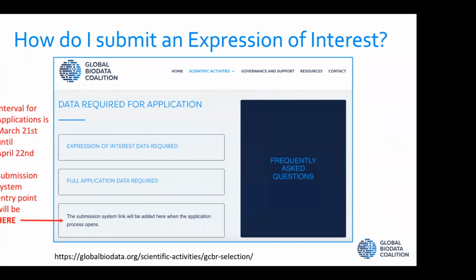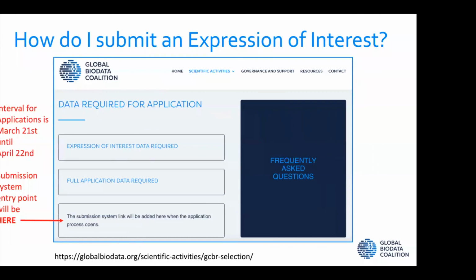How do you go about submitting an expression of interest? This screenshot is taken from the web page that is indicated at the bottom. As you can see, the bottom panel says the submission system link will be added here when the application process opens. This is true. The interval for applications is March 21st until April 22nd. So you can see that third bullet will go live with the submission system entry point on March 21st.